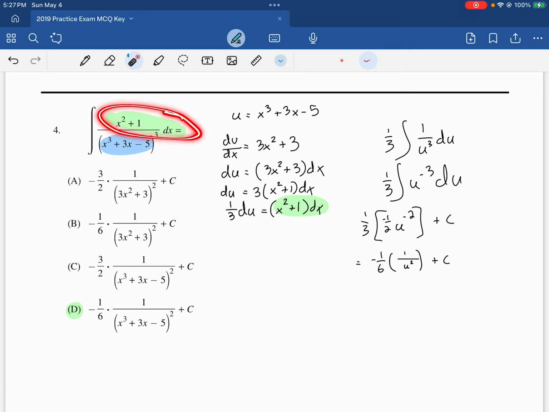My whole numerator can be rewritten as x squared, 1/3 du. So in my new line, I have a 1/3 du. The denominator is going to be just a u to the third, so u to the third, and you would take the antiderivative the same way we always have, and you get choice D, layup.